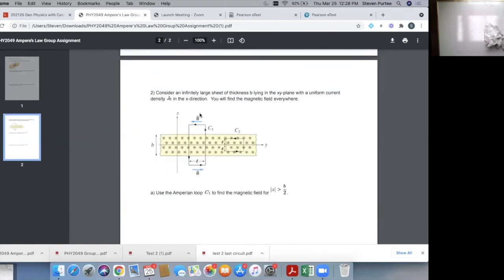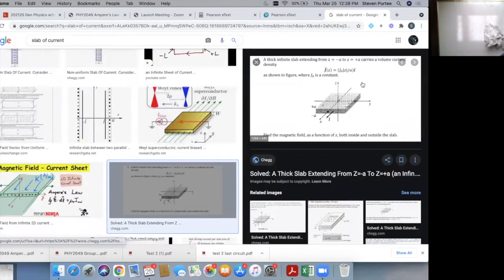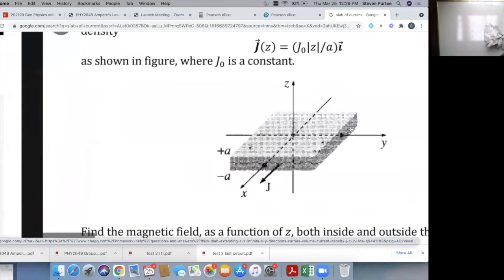Okay, so this is a slab of current. I've got current flowing down in this direction. This is like a thick sheet of paper. So this thing goes on and on forever in the Y direction and in the X direction, but it's finite in the Z direction. It's a thick plane.